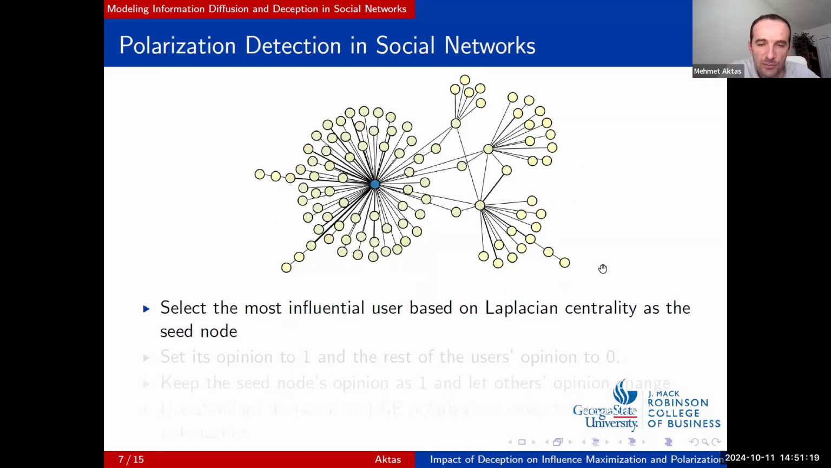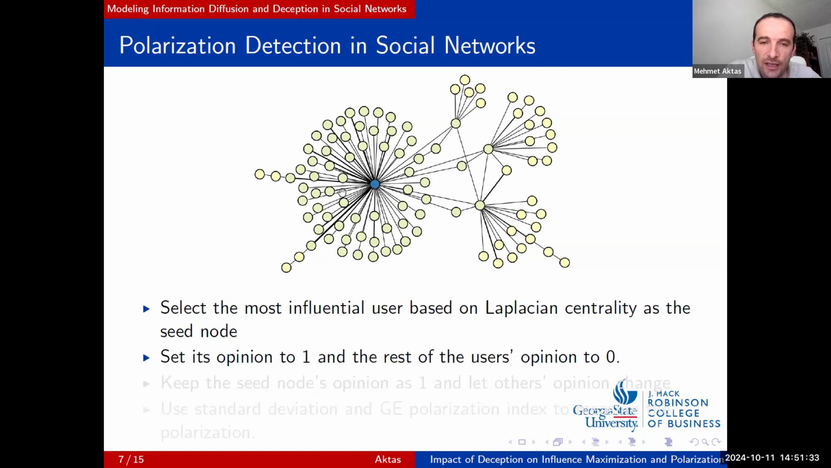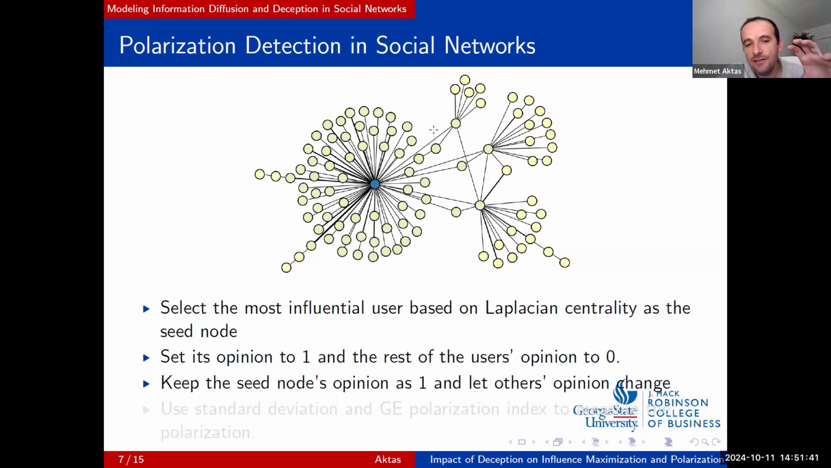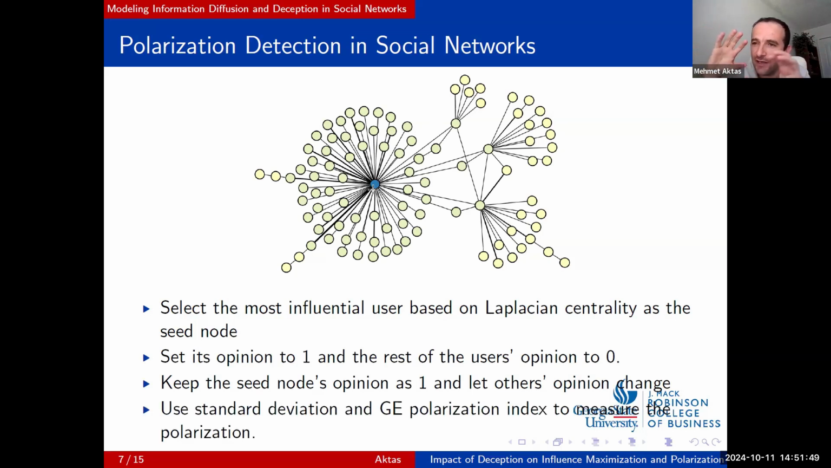And for the polarization problem, we did a similar approach. We again selected the most influential user based on the previous measure, Laplacian centrality, and we set his opinion to 1 and the rest of the users' opinions to 0. Then in our model, we kept this influencer's opinion at 1 and let others' opinions change. And then we look at how those opinions accumulate. Are they polarizing in the social network throughout the time, or are they converging throughout the time?